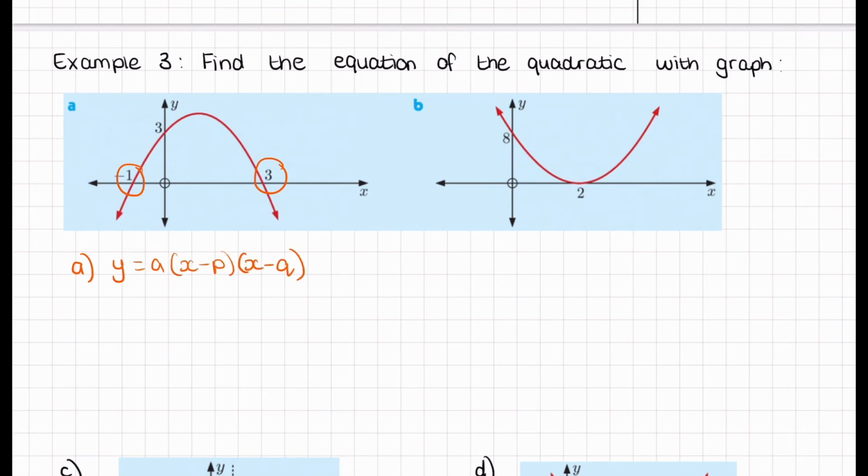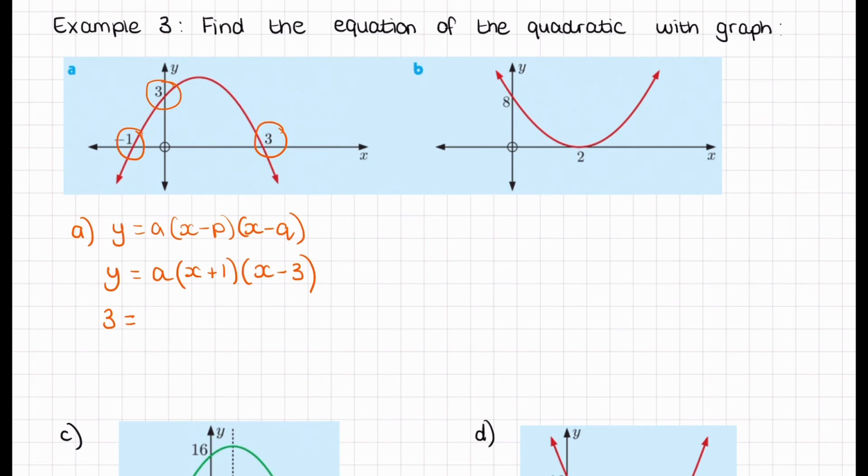So what we need to do first, put in our x-intercepts. So remember, swap the positive and negative, so this will be x plus 1 and x minus 3. Now we need to work out a. To work out a, we can use another point on the graph, and we know the y-intercept is at 0, 3. So what this means we can do is we can put in 3 for our y value, 0 for our x.